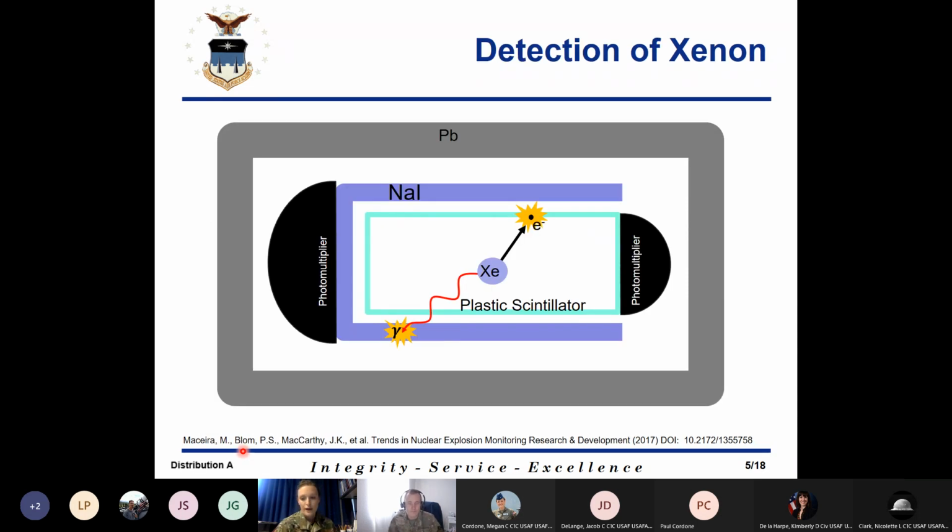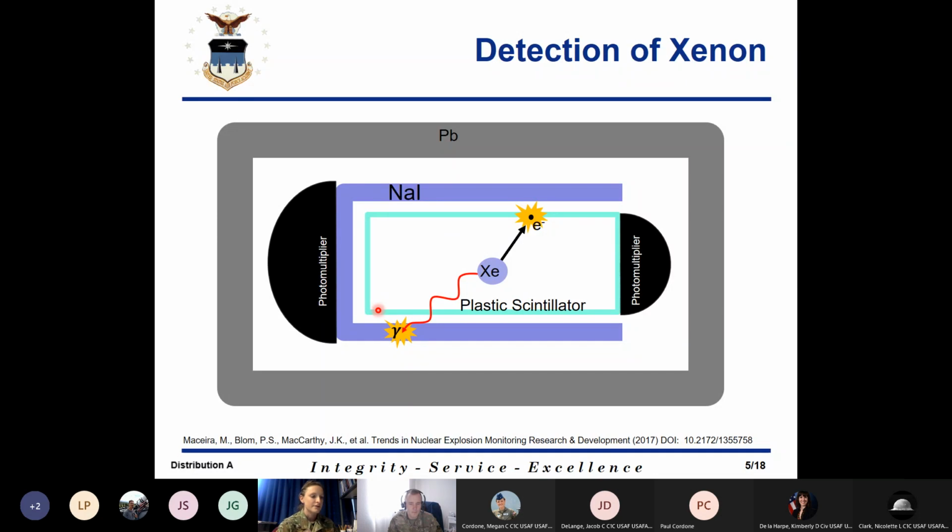So just a real quick blurb about the detection of xenon, how it works. The detection works by looking at the near simultaneous emission of gamma and beta particles. You have these two components: a sodium iodide crystal and a plastic scintillator. The crystal is the purple and the scintillator is the teal part. Those measure gamma rays and beta particles respectively, beta electrons.